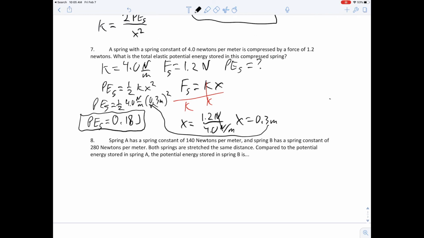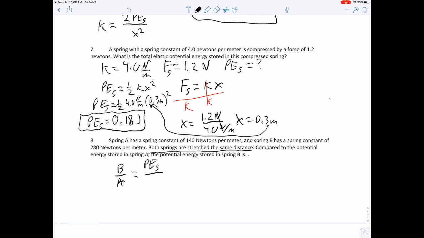So last one, let's do it. Spring A has a spring constant of 140 newtons per meter, and spring B has a spring constant of 280 newtons per meter. Both springs are stretched the same distance. Compared to the potential energy stored in A, the potential energy stored in B is... So I'm going to put B on top. What we're doing is comparing B to A.